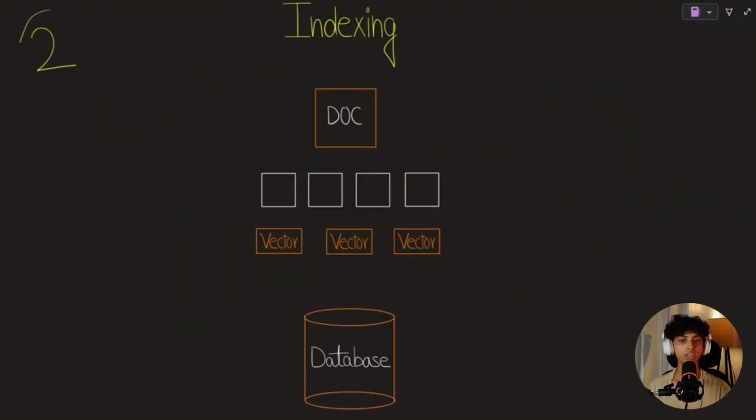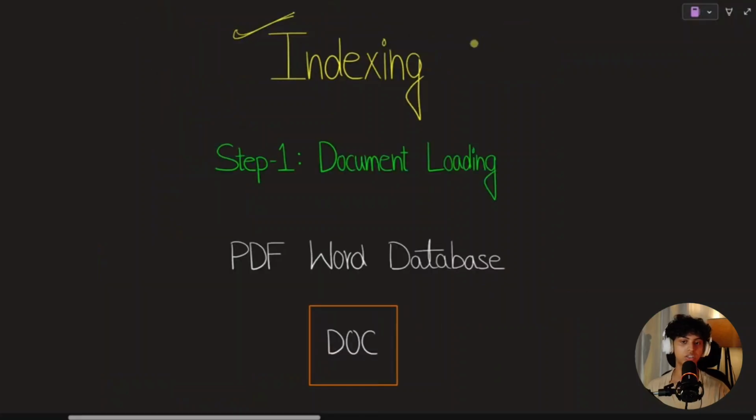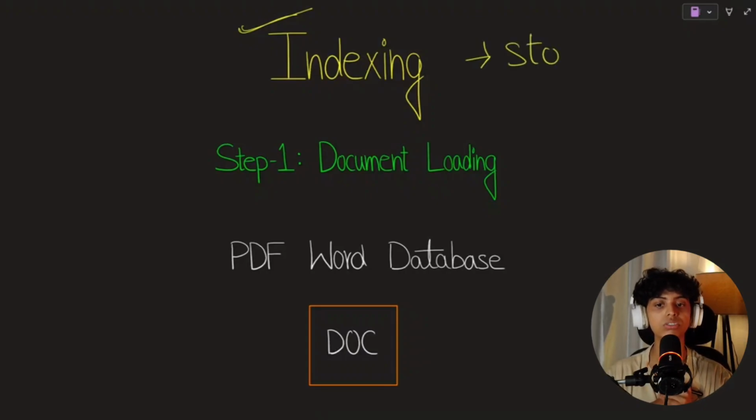So RAG has two main phases, the indexing phase and the retrieval and generation phase. So let's start with indexing because this is the foundation everything else is built on. So before your RAG system can retrieve anything, it needs to process and store your documents in a way that makes retrieval fast and accurate. So the first phase is document loading.